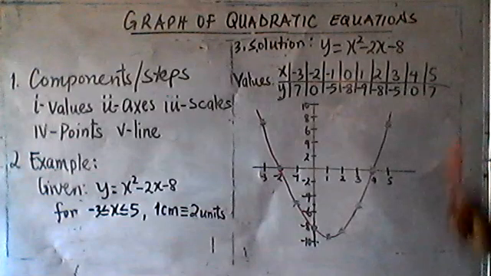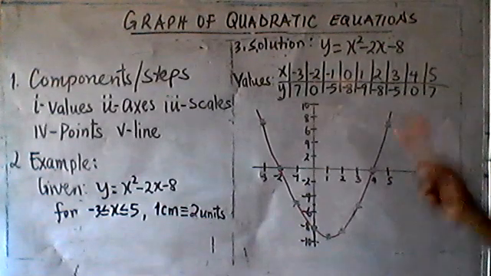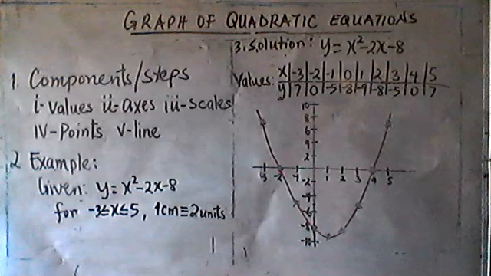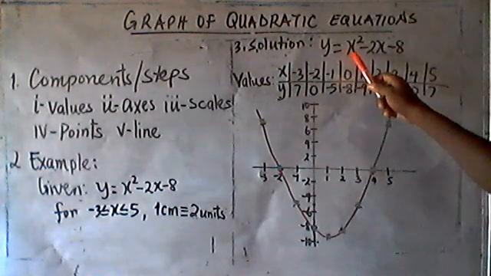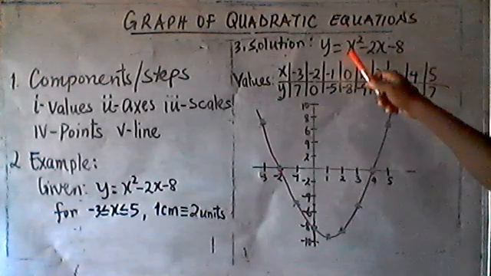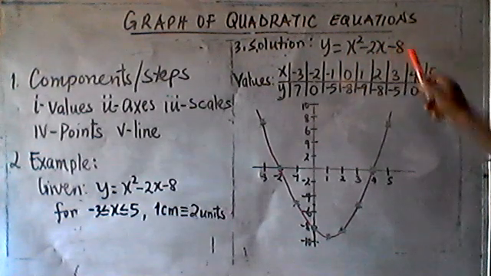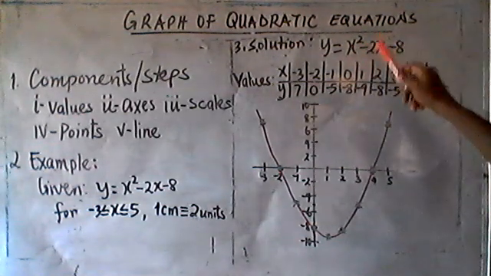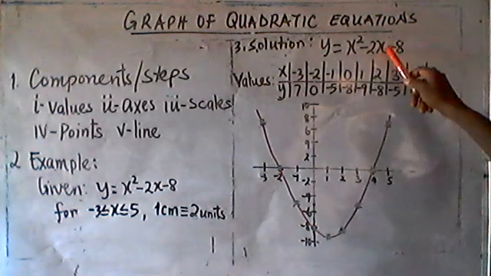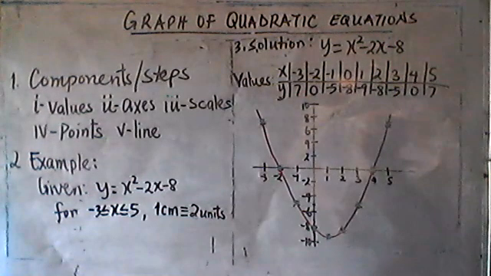Then use each of the values, substitute in the equation, and get the corresponding values of y. For instance, when x is minus 3, use your calculator: minus 3 squared minus 2 times minus 3 minus 8, and that will give you 7.